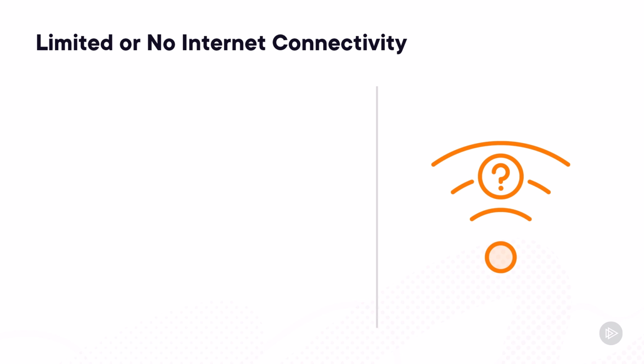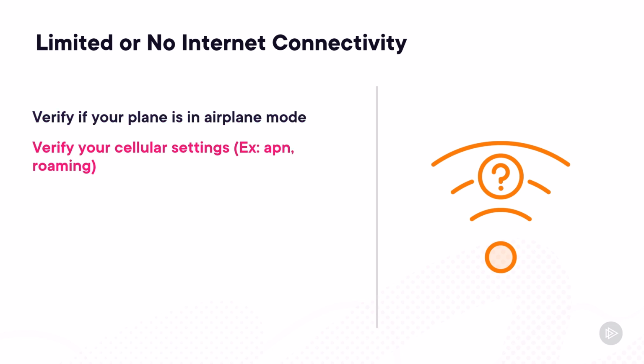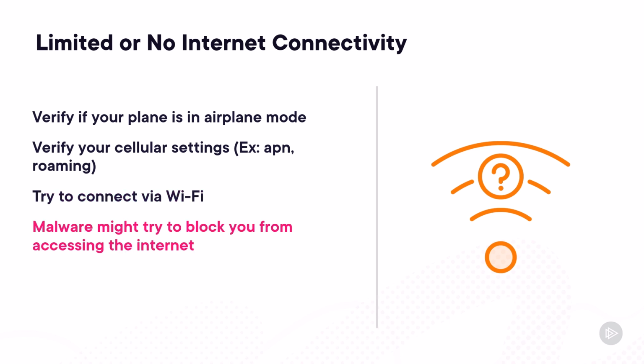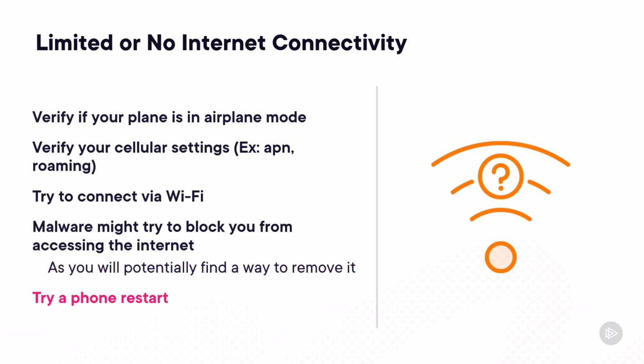Before you jump to conclusions, make sure you check the basics. Is the phone in airplane mode or not? Check if the cellular settings, such as the APN or roaming settings, are what they should be. Try to connect your device to a Wi-Fi network as well. And remember, similar to a PC, the malware might try to block you from accessing the internet because if you do, you might find a way to remove it. But if the steps before didn't fix it, try a phone restart and of course, always do a malware scan if you suspect anything, because better safe than sorry.